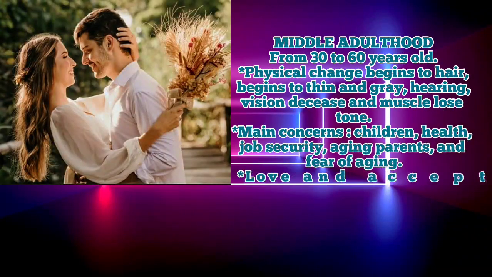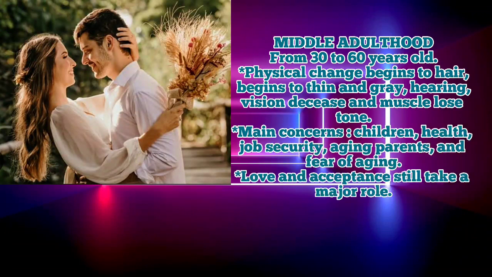Adulthood, from 30 to 60 years old. Physical changes begin: hair begins to thin and gray, hearing and vision decline, and loss of muscle tone. Main concerns: children, health, job security, aging parents, and fear of aging. Love and acceptance still take a major role.